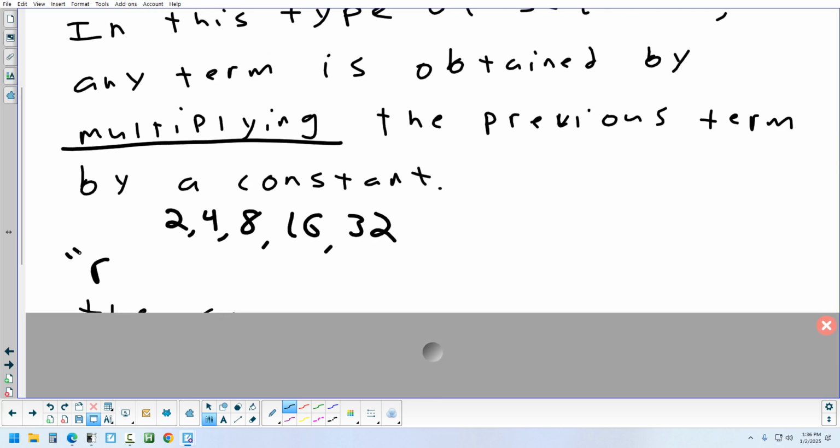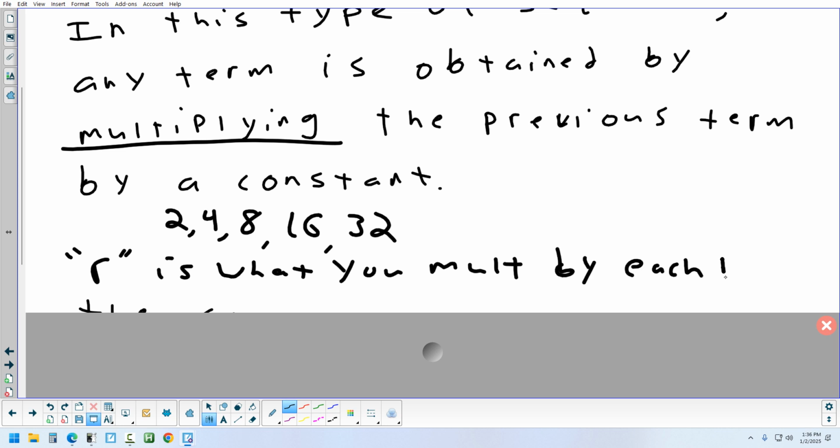Okay. R is what you multiply by each time. So this is taking the place of D. There's no more D. So R is what you multiply by each time.